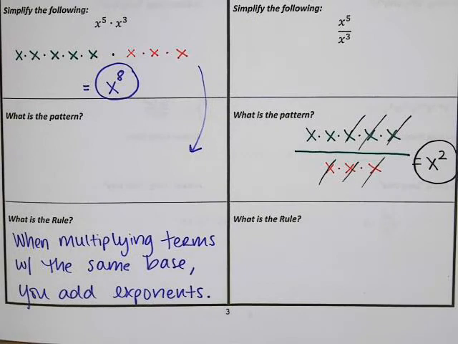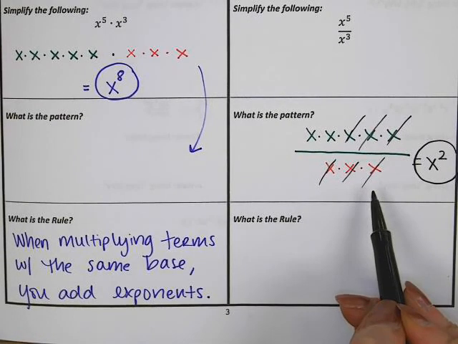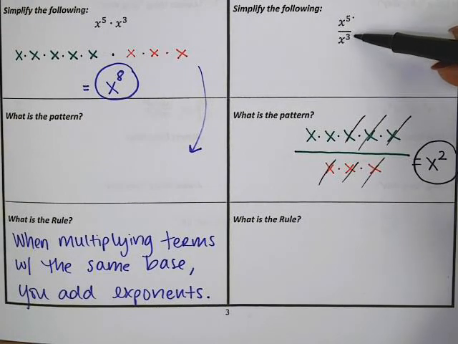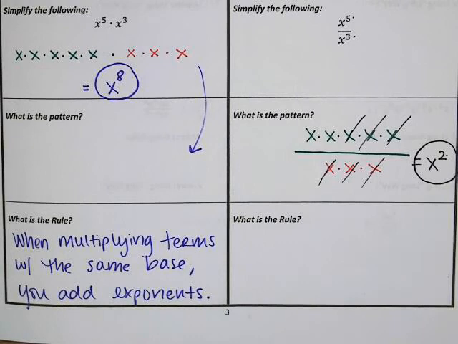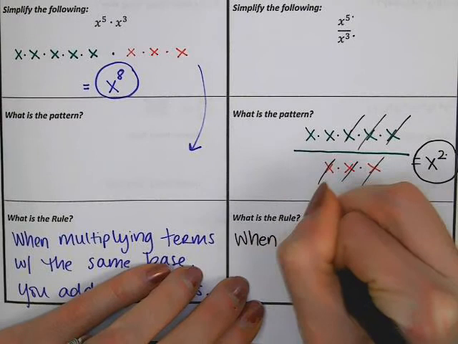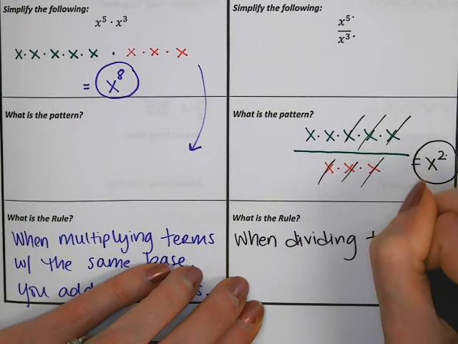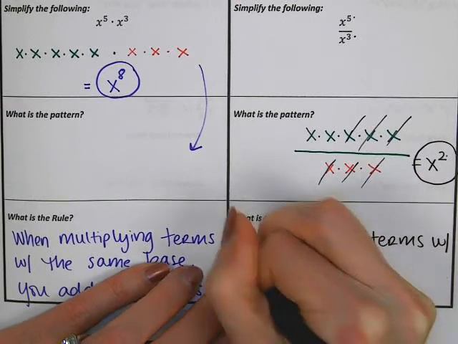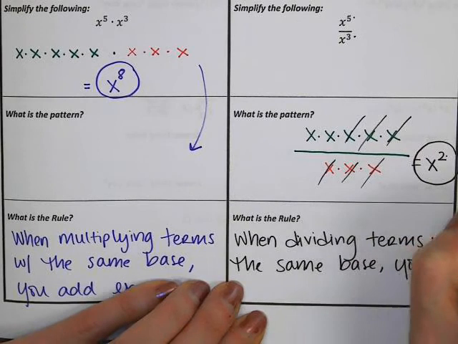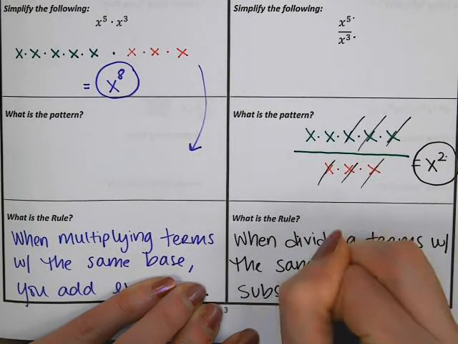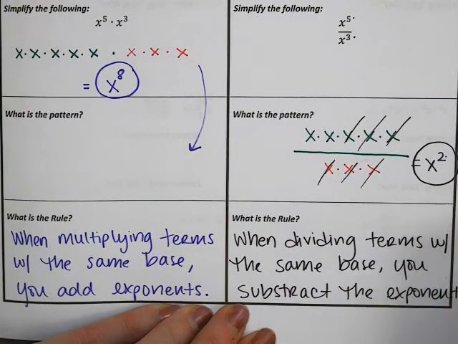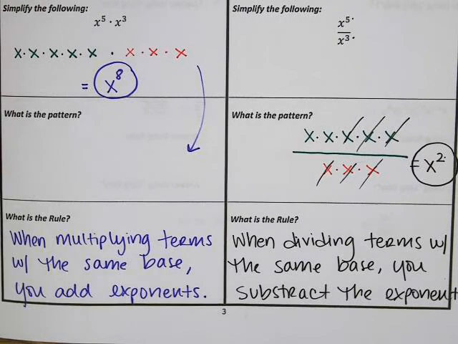So what's the rule? Let's say you don't want to do all this work every time. What did you guys come up with as a rule? Well, look, turns out that 5 minus 3 is 2, and that actually is the rule. So when dividing terms with the same base, you actually subtract the exponents. Again, this should be something that you guys came up with in class.